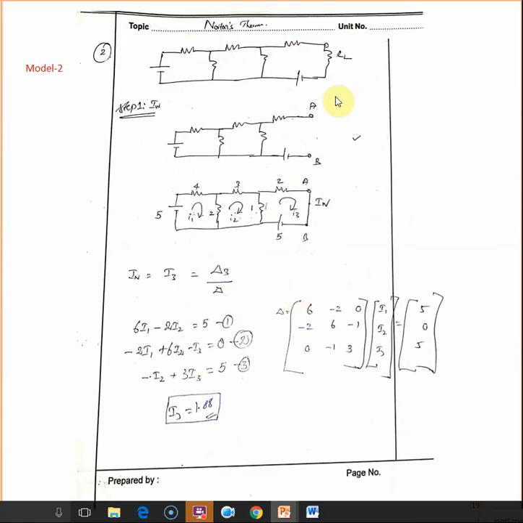Here there are two models: model 2 as well as model 3 I am showcasing. What is the simplest method? I will say model 2. What is model 2? You can assume that the voltage source is not present. If a voltage source is present, that is model 3. So with no voltage source, you can just assume. How many loops are there? 1, 2, 3 loops are there.